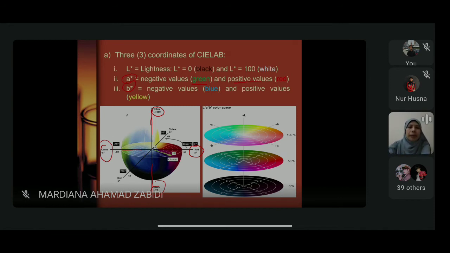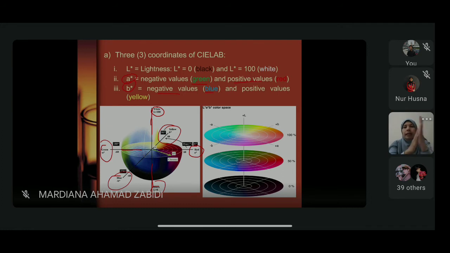Okay, and then we have another one, whereby this one is B. Okay, for B, negative is blue. Okay, where is B? B is this one. Negative B is the blue region. Positive B is yellow. Alright, so when you get the values, you can see that your product, for example, you get the value B around positive 20 or positive 25. So meaning that your product is moving towards the yellow region.